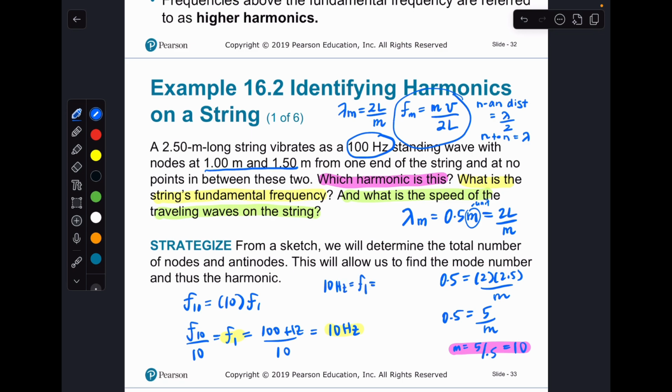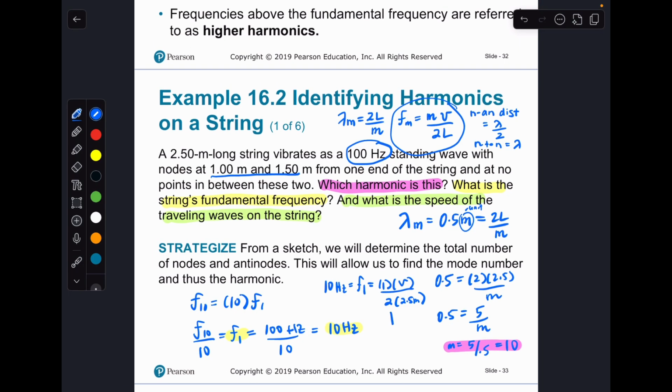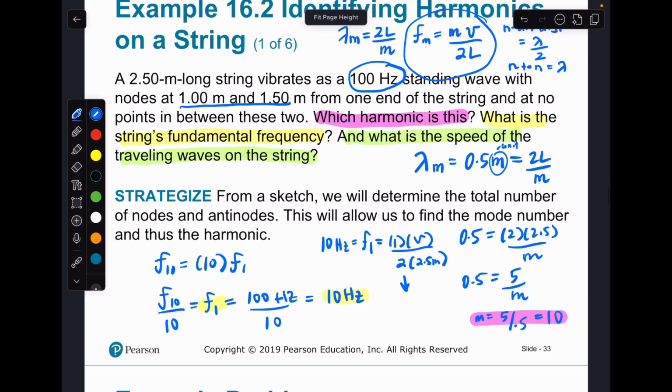And we know that the fundamental frequency is equal to 1 times the velocity divided by 2 times the length of the string, which is 2.5 meters. So we can solve here for the velocity. What we get is 5 meters times 10 hertz, which equals 50 meters per second, right? Because hertz is inverse seconds.